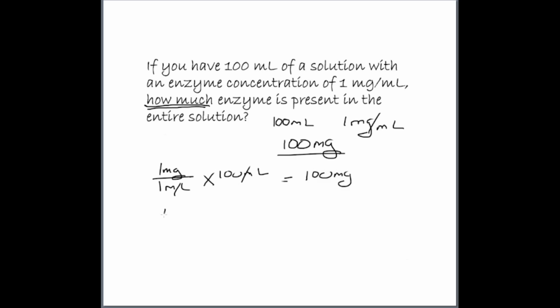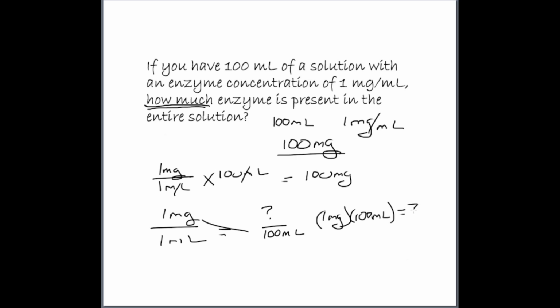Or we could use proportions. 1 milligram per 1 mil equals, well, the question mark is going to be milligrams, and we're going to have 100 mils here. We can cross multiply 1 milligram times 100 mils equals question mark times 1 mil. Mils cancel, and again, we get that question mark equals 100 milligrams.